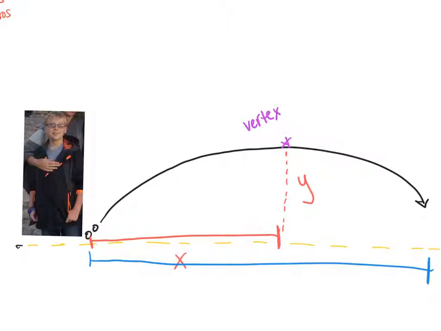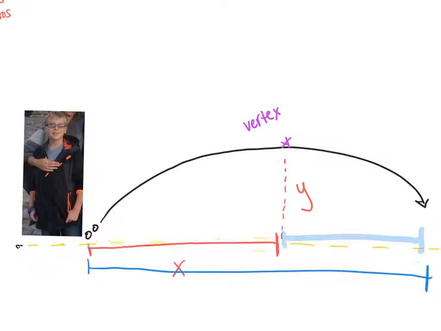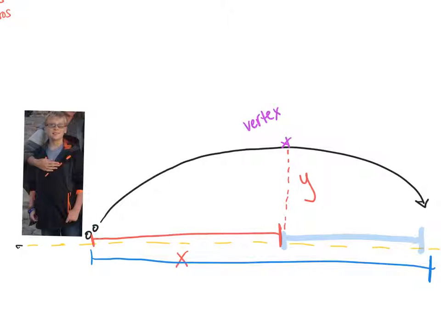And remember that the vertex separates the parabola into two exact equal halves. And so therefore, if I find out how long it took for the ball to get to the highest point, then the ball is going to take that much longer to reach the ground again. In other words, it takes twice as long to cover the entire distance as it would for it to reach its maximum height.